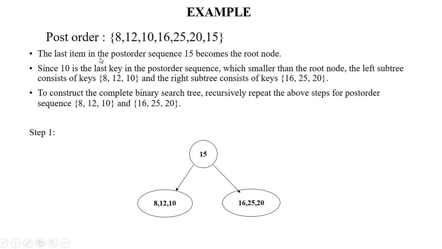Now let's look at the example. 8, 12, 10, 16, 25, 20, 15 is the post-order sequence. So here what will be our root? 15 will be our root. The last element in the post-order sequence becomes our root. So 15 is our root. Now we have to identify the left child and the right child. What is the left child? 8 is a smaller element. So 8, 12 and 10 are the smaller elements. So those nodes will be our left subtree, and 16, 25 and 20 will be our right subtree.